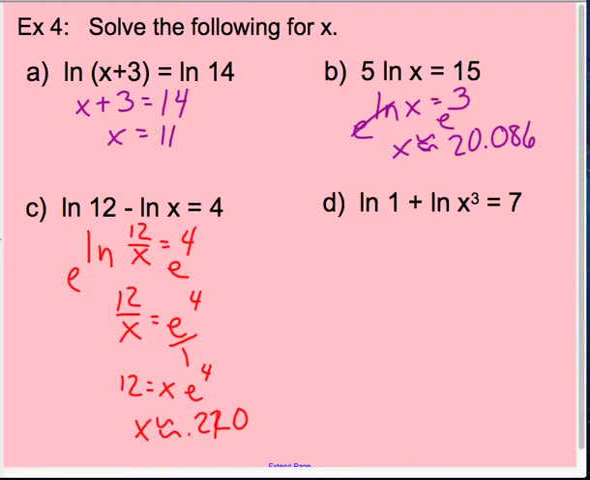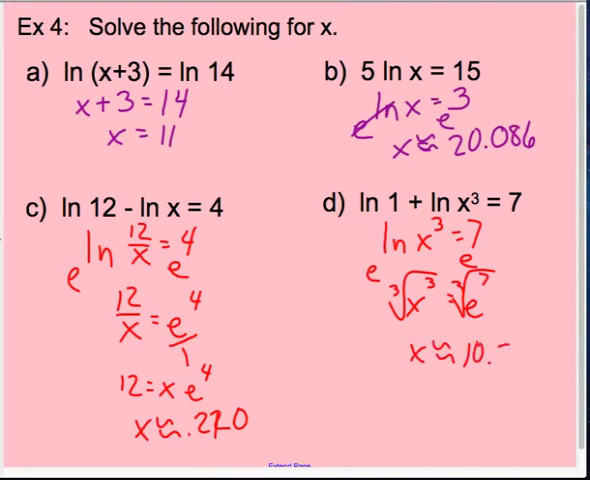And the last one, again, when I condense addition of logs, it condenses with multiplication, so 1 times x cubed is just x cubed. And then I cancel that with the e, so we have x cubed equals e to the 7th. And then I'll take the cube root of both sides. So we get x is about 10.312.